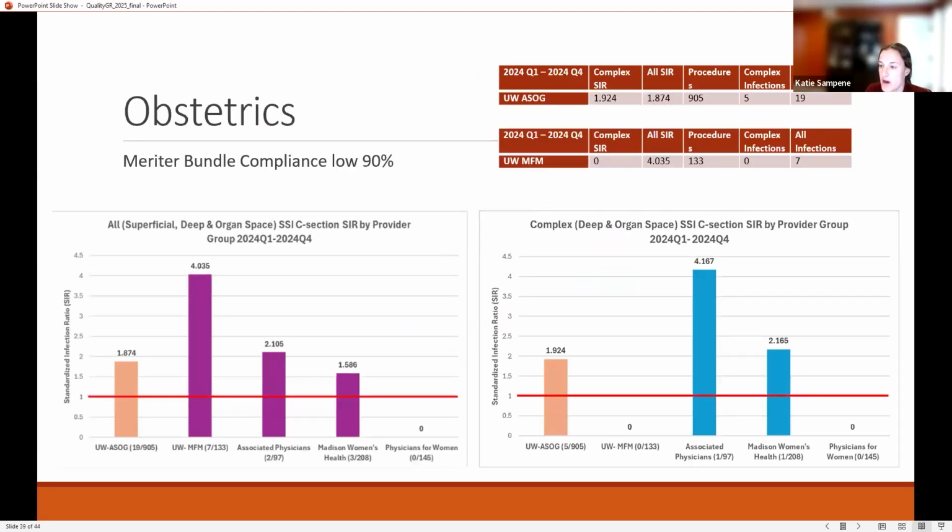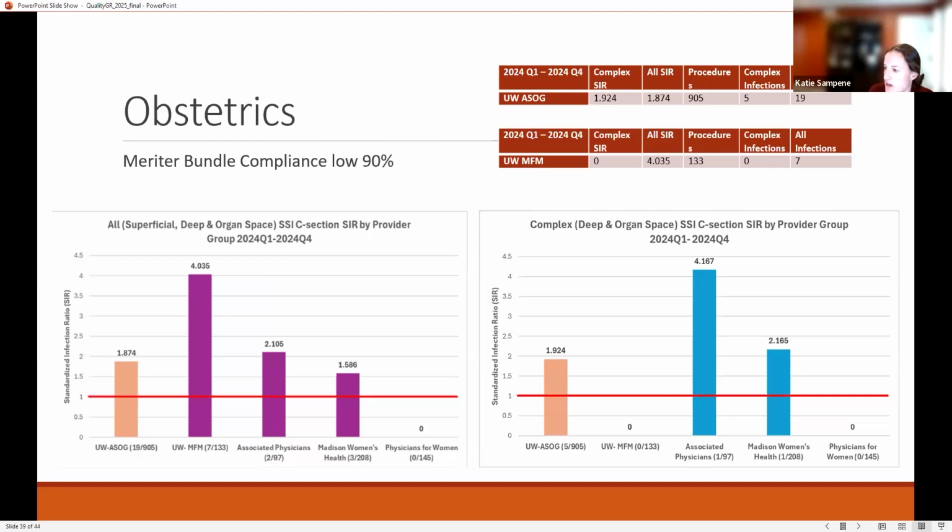This is our obstetrics data that mirrors Summer's GYN data. Obstetric data, unlike GYN, is not used for CMS reimbursement purposes. So we are not paid based on our obstetric C-section infection rates in any fashion at this time, but at any point CMS could change that. C-sections are the most common surgery. It would not be a shock if at some point they do change payment from CMS related to that.